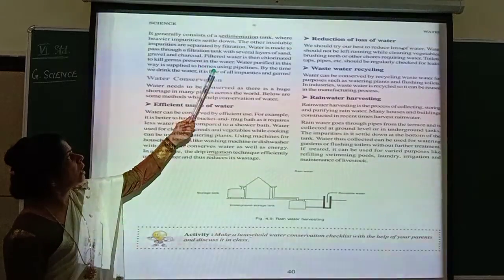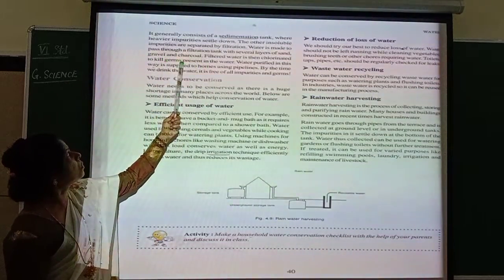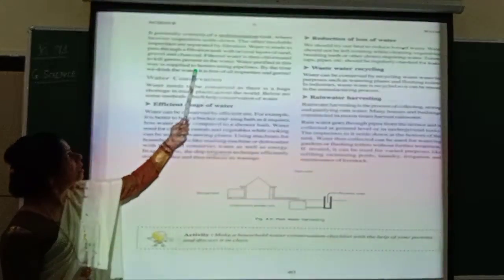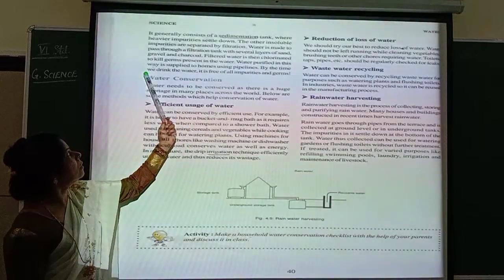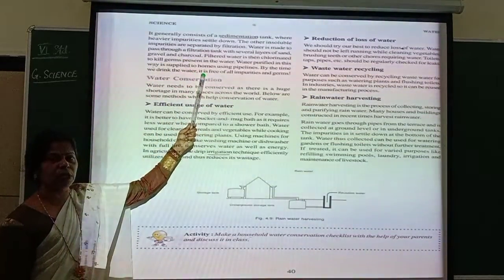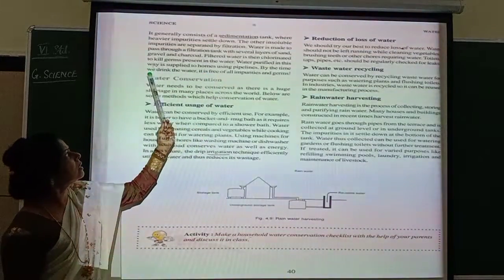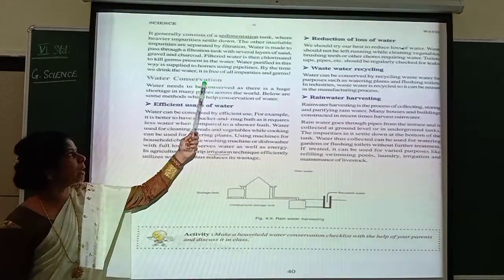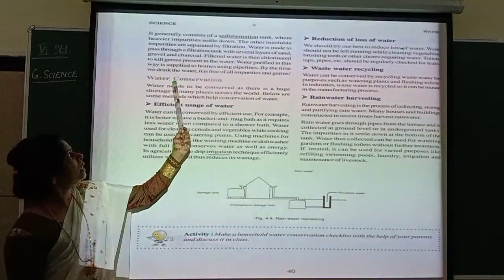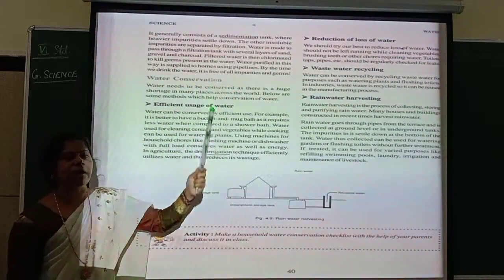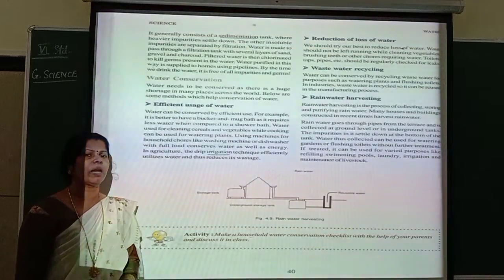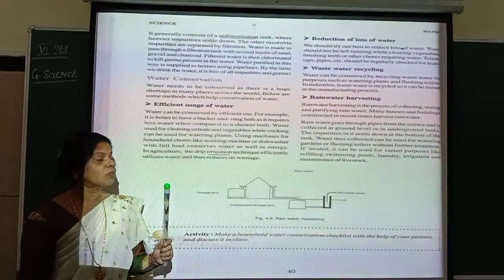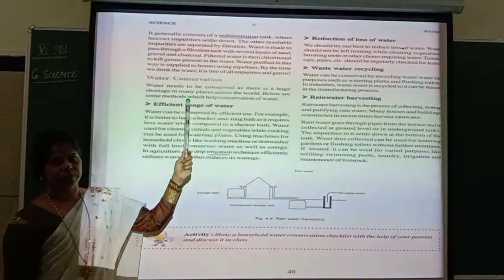Now that is filtration. Water is made to pass through a filtration tank with several layers of sand, gravel and charcoal. Filtered water is then chlorinated to kill germs present in the water. So chlorination is done. Water purified in this way is supplied to homes using pipelines. I told you, the blue color pipe. By the time we drink the water, it is free of all impurities and germs. Like this, water is reaching our houses, free from germs and impurities. Understood?